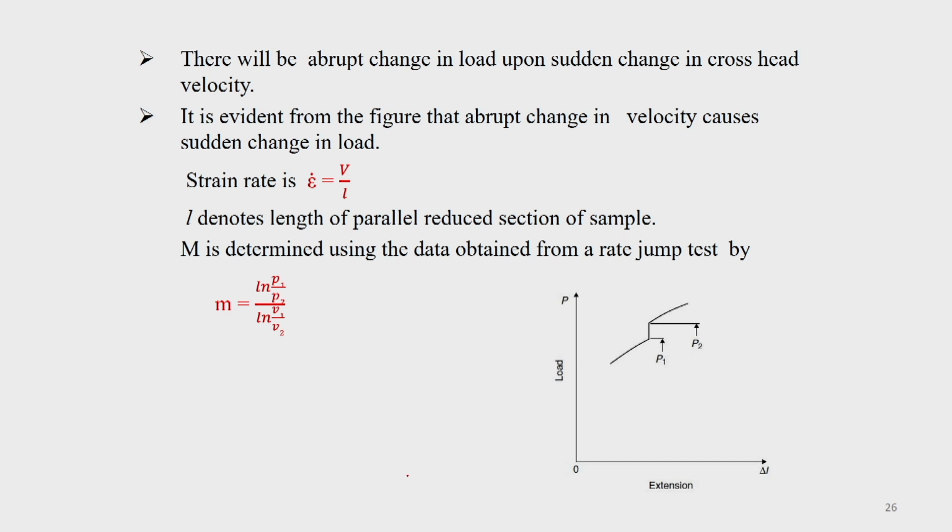Now, the strain rate sensitivity m is determined using the data obtained from a rate jump test, which we discussed in our initial lectures, I think the second or third lecture. You do it at a particular strain rate, epsilon dot 1, and this is epsilon dot 2. Epsilon dot 2 is greater than epsilon dot 1. Maybe at this point it was epsilon dot 1, but suddenly you change to a strain rate of epsilon dot 2. So, there is a difference in the load. From here to here you will find a big difference in the load.